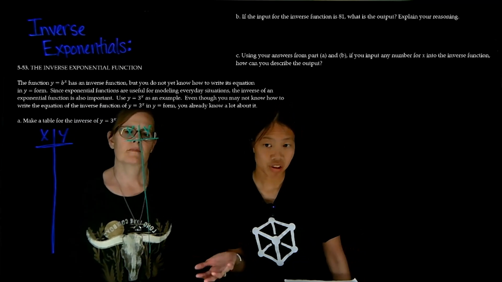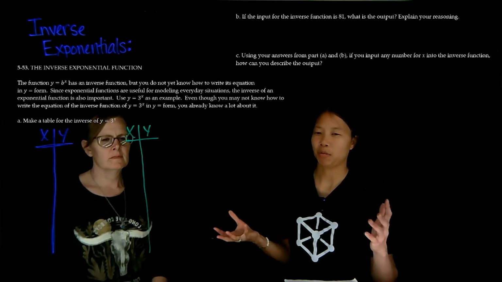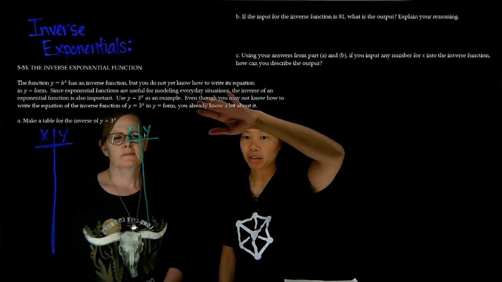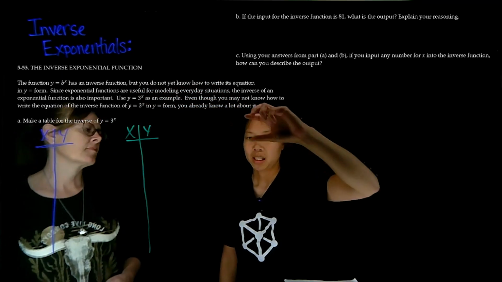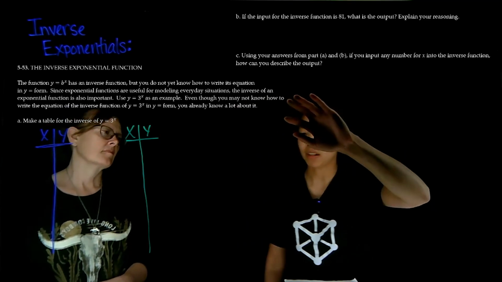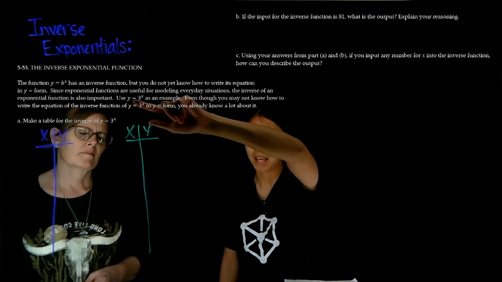All right, so it was interesting on the inverse exponential function how we weren't really able to come up with an equation in y= form. But we know it does have an inverse, so we don't know how to write the equation yet in y= form. Since exponential functions are useful for modeling everyday situations, the inverse of an exponential function is also important. We're going to use y = 3 to the x as an example.